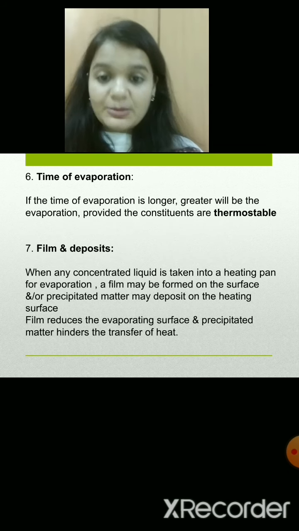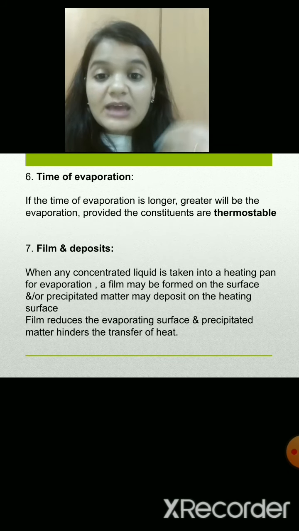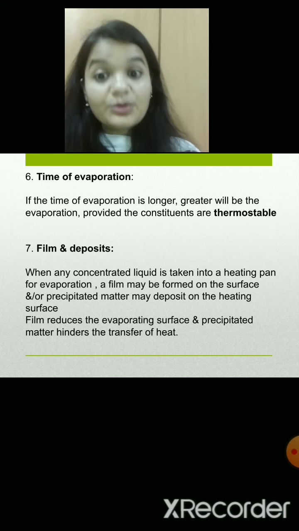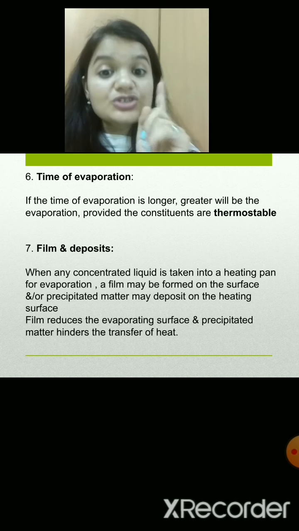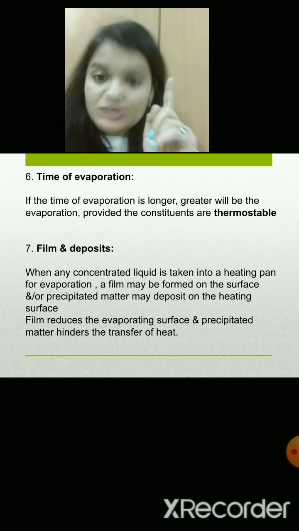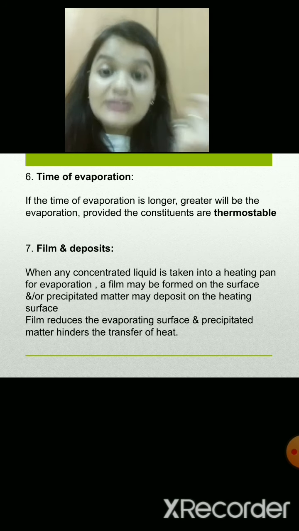Now next is time of evaporation. If the time of evaporation is longer, greater will be the evaporation. But the only condition is the constituent which is present should be thermostable, or it may get degraded.